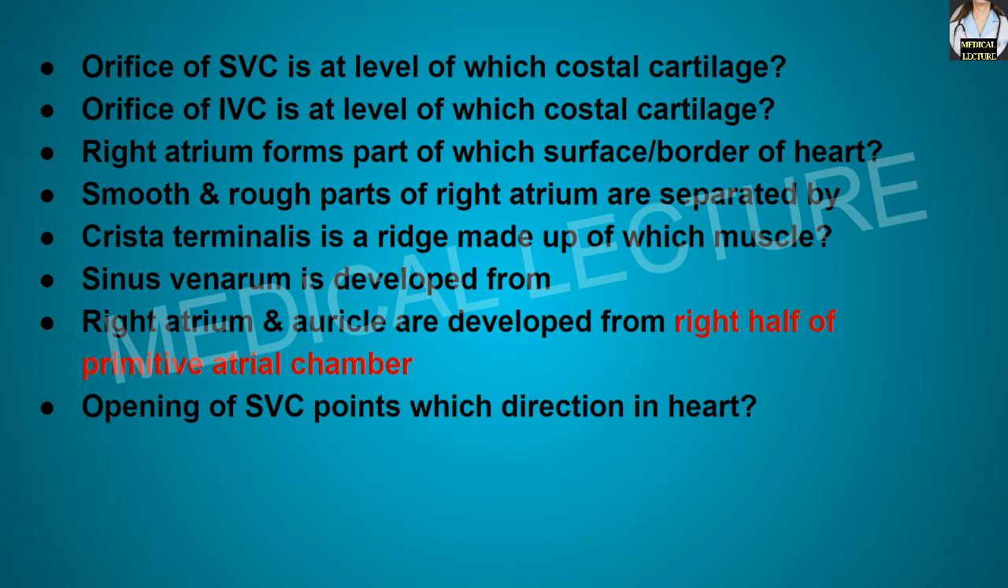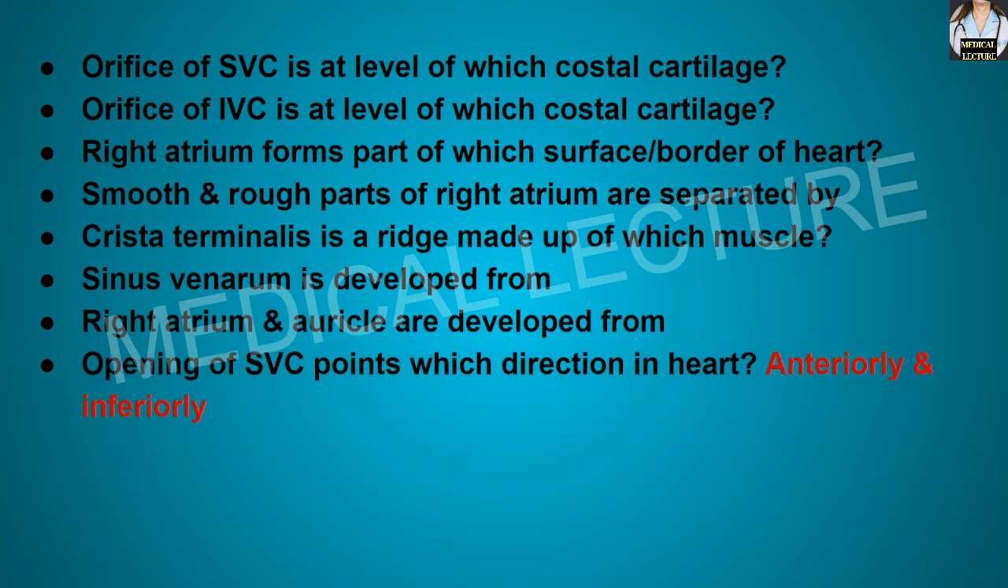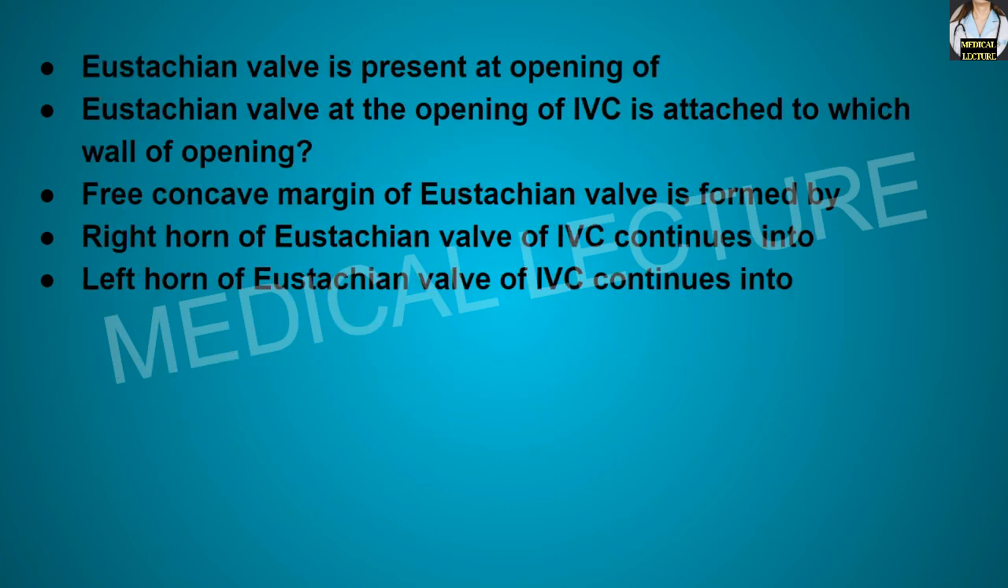Opening of the superior vena cava points which direction in the heart? So, it directs anteriorly and inferiorly. So, opening of the superior vena cava is directed anteriorly and inferiorly. Eustachian valve is present at the opening of inferior vena cava. Eustachian valve at the opening of inferior vena cava is attached to which wall of opening? So, it is attached to the anterior wall of opening.